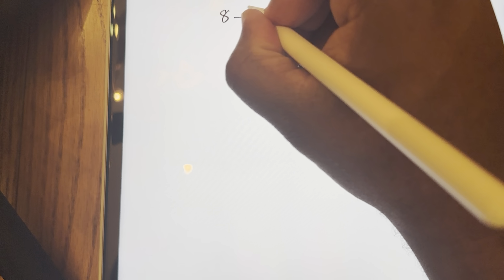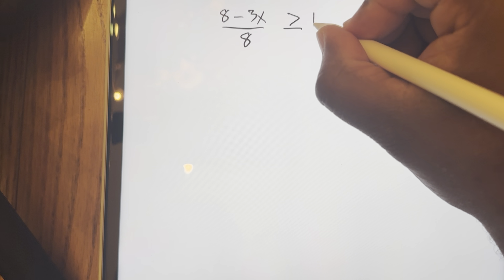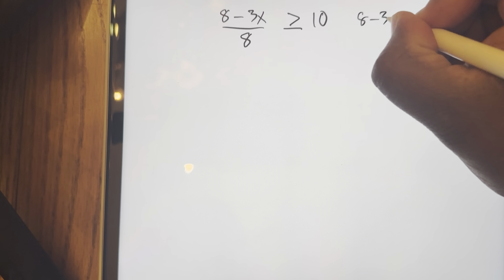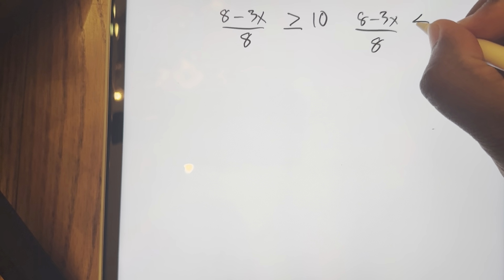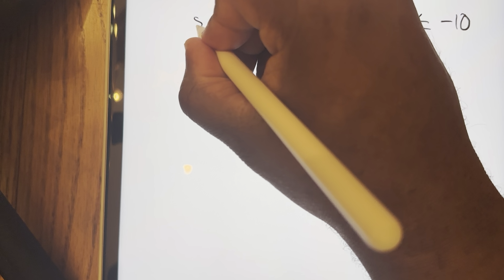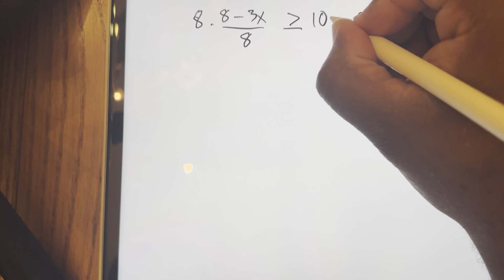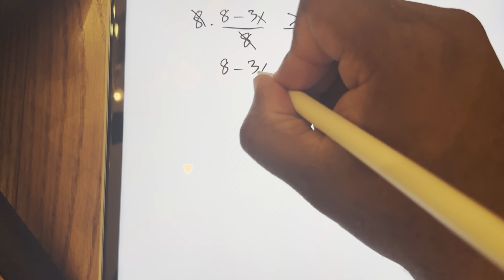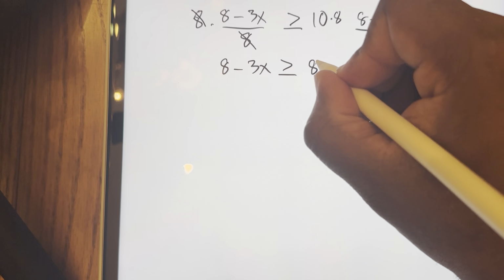So from here, let's just separate our two sides. So we have 8 minus 3x over 8. We can drop the bar, greater than or equal to 10. And we have 8 minus 3x over 8 is less than or equal to negative 10. Let's do this side first. So let's get rid of the 8 in my denominator by multiplying by 8 on both sides. Leaves me with 8 minus 3x is greater than or equal to 80.